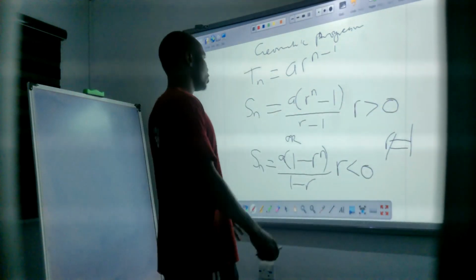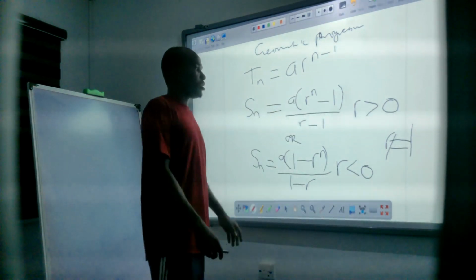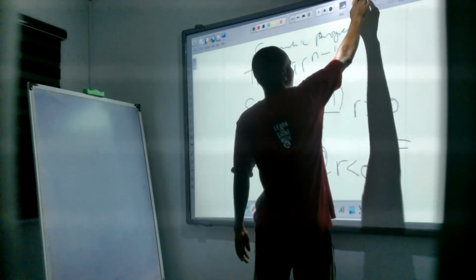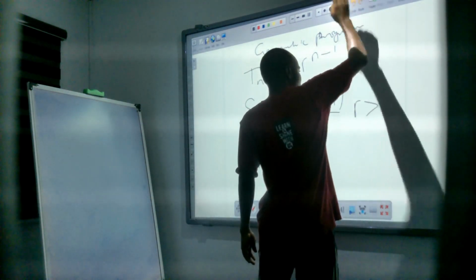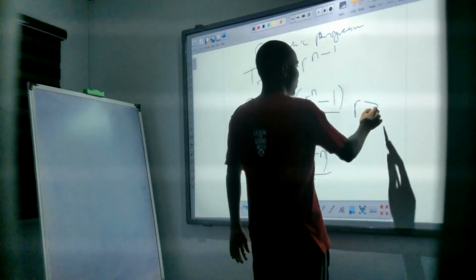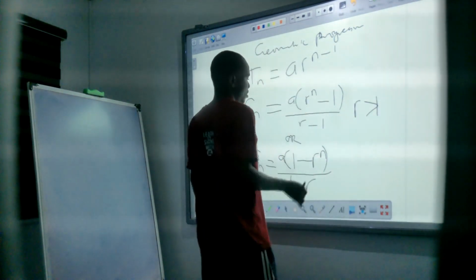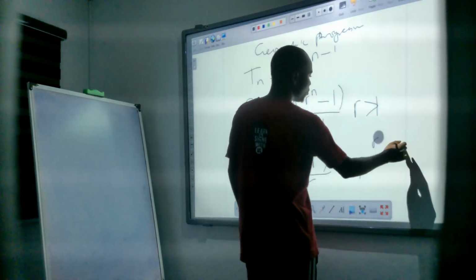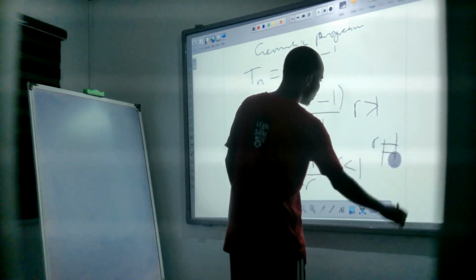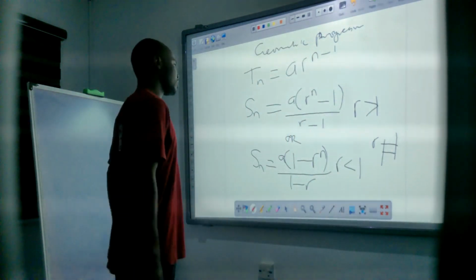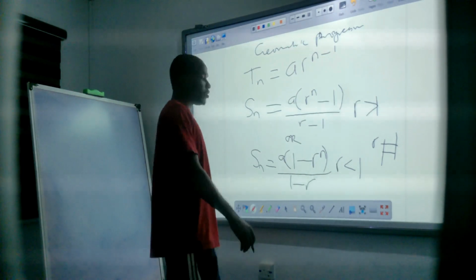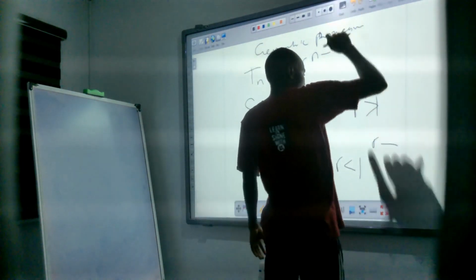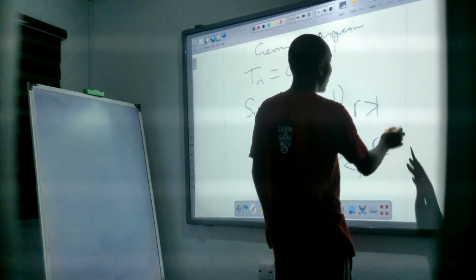So if r is greater than 1, you use this, and if it's less than that, you use this. Is it 0 or 1? I think it's 1. Let me not make a very big mistake. Is that okay? Let's say 1. If r is greater than 1, you use this. But if r is less than 1, you use this. And also r cannot be equal to 1. Yes, it's not 0, it's 1. And r cannot be 1.